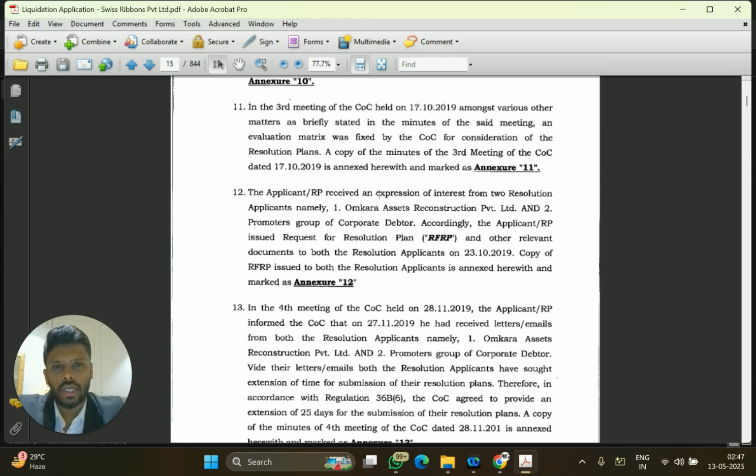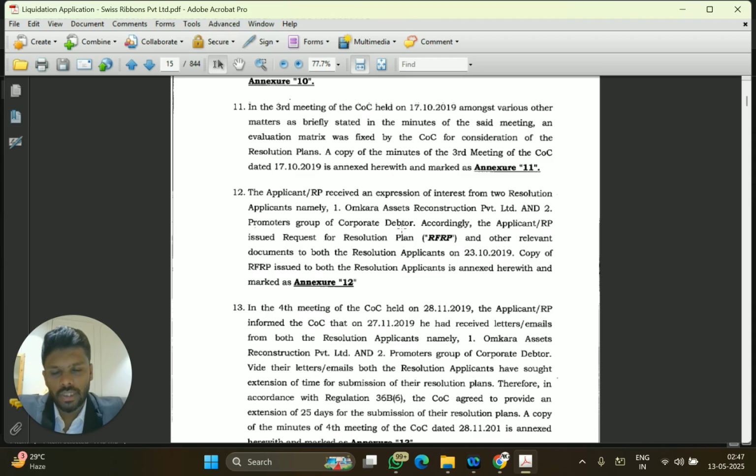In this case, the RP received 2 expressions of interest from 2 resolution applicants, namely one Omkara Asset and the second was the promoters of the corporate debtor. Now, are the promoters of the corporate debtor eligible to submit a resolution plan? Yes, they are eligible only if the corporate debtor is an MSME.